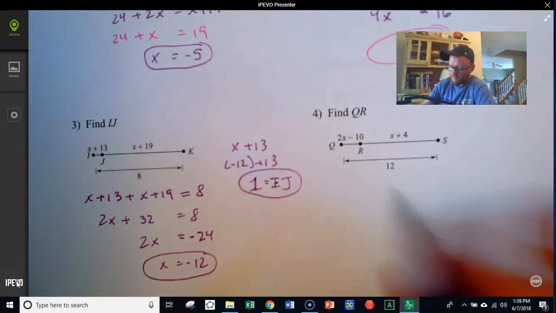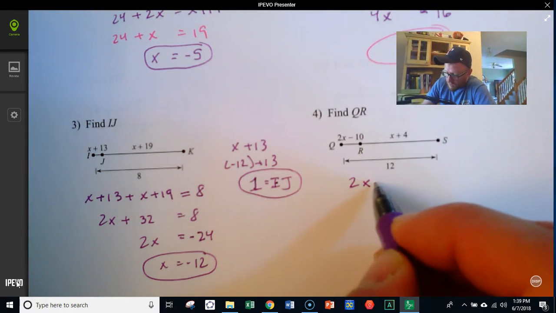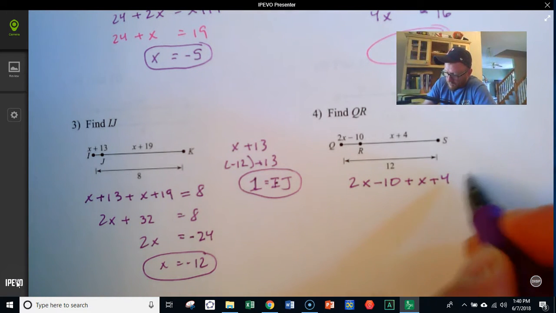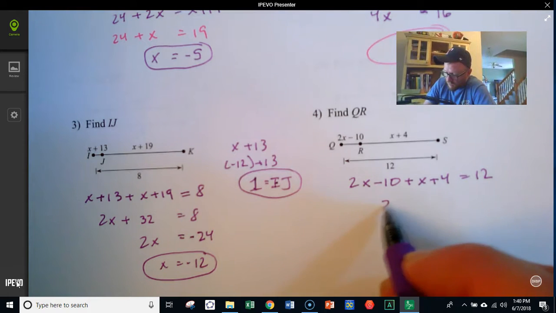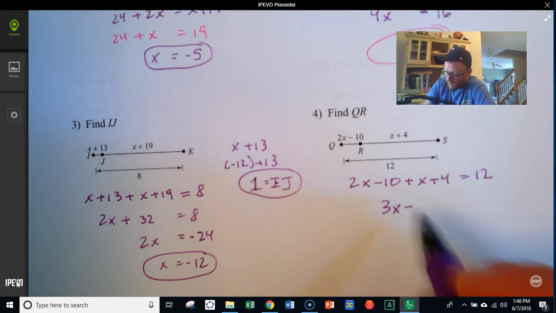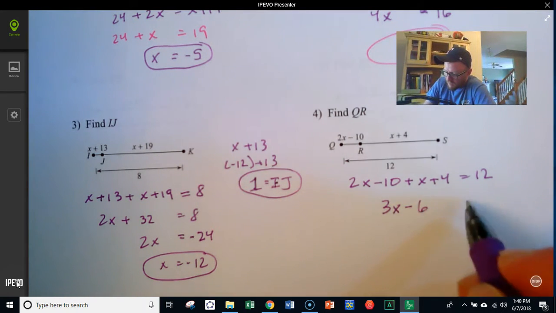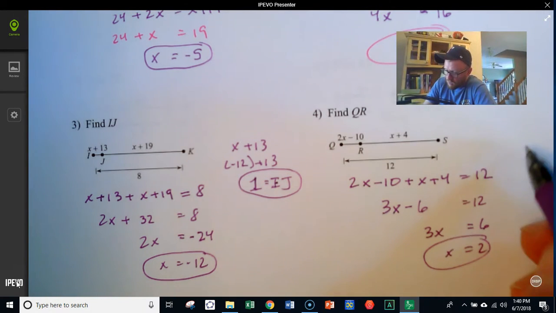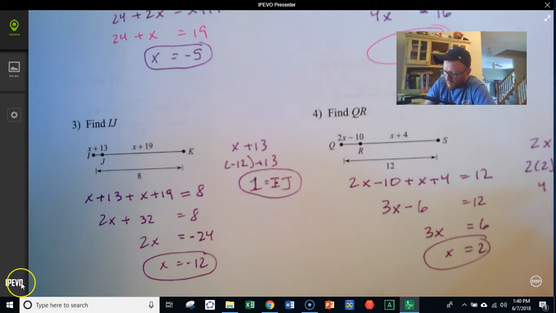Over here, we've got 2x minus 10 plus x plus 4 equals 12. I've got 3x minus 6 equals 12. 3x equals 6. x equals 2. We're trying to find QR. That's 2x minus 10. That's 2 times 2 minus 10 for, wait a minute.